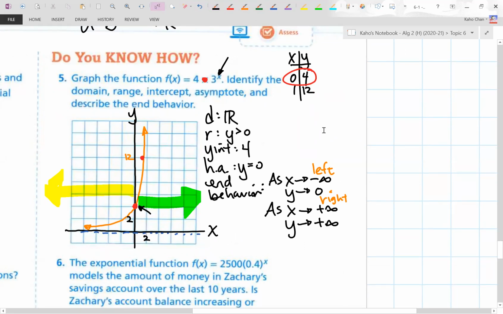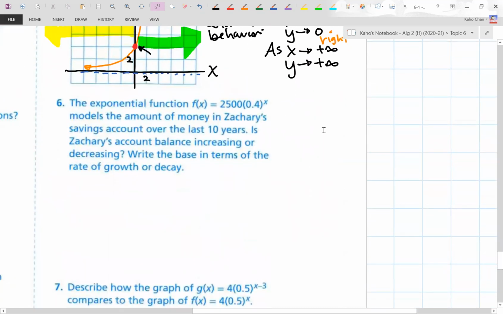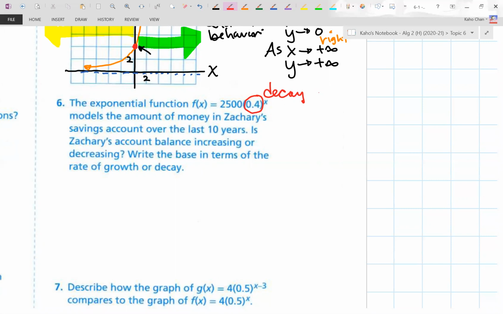All right, number 6. The exponential function f of x equals 2500 times 0.4 to the x models the amount of money in Zachary's savings account over the last 10 years. Is Zachary's account balance increasing or decreasing? Write the base in terms of the rate of growth or decay. Now this is kind of shocking a little bit. 0.4 is definitely a number less than 1, right? This is definitely decay. What's going on? Why is Zachary losing money? Is it like an investment account where he's losing money with certain stocks? Sounds like it, doesn't it?